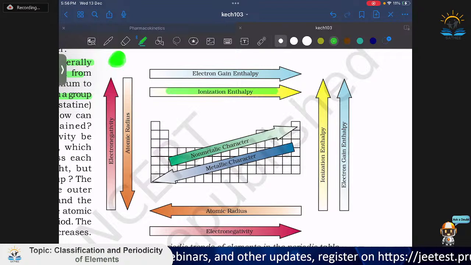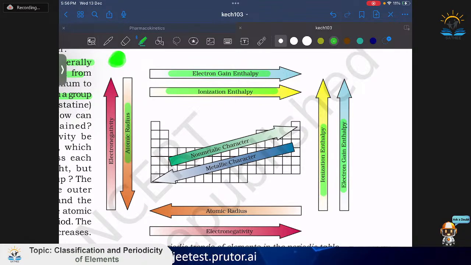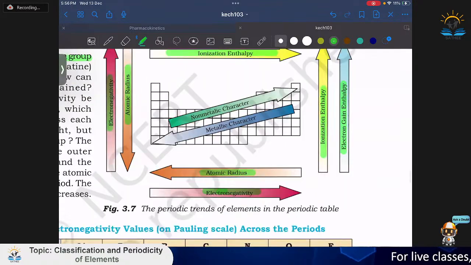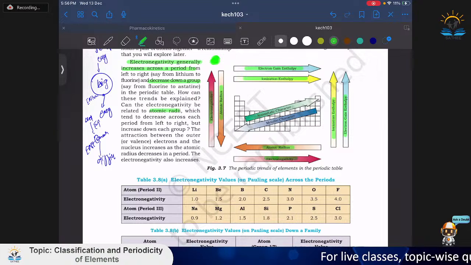Ionization enthalpy increases from left to right. Electron gain enthalpy increases from left to right. Both of them increase from bottom to top, or they decrease from top to bottom. The peculiar thing here is atomic radius and electronegativity. Radius increases from top to bottom, but it decreases from left to right. Electronegativity has the opposite trend. It decreases from top to bottom and increases from left to right. These are all the trends explained in a single picture.